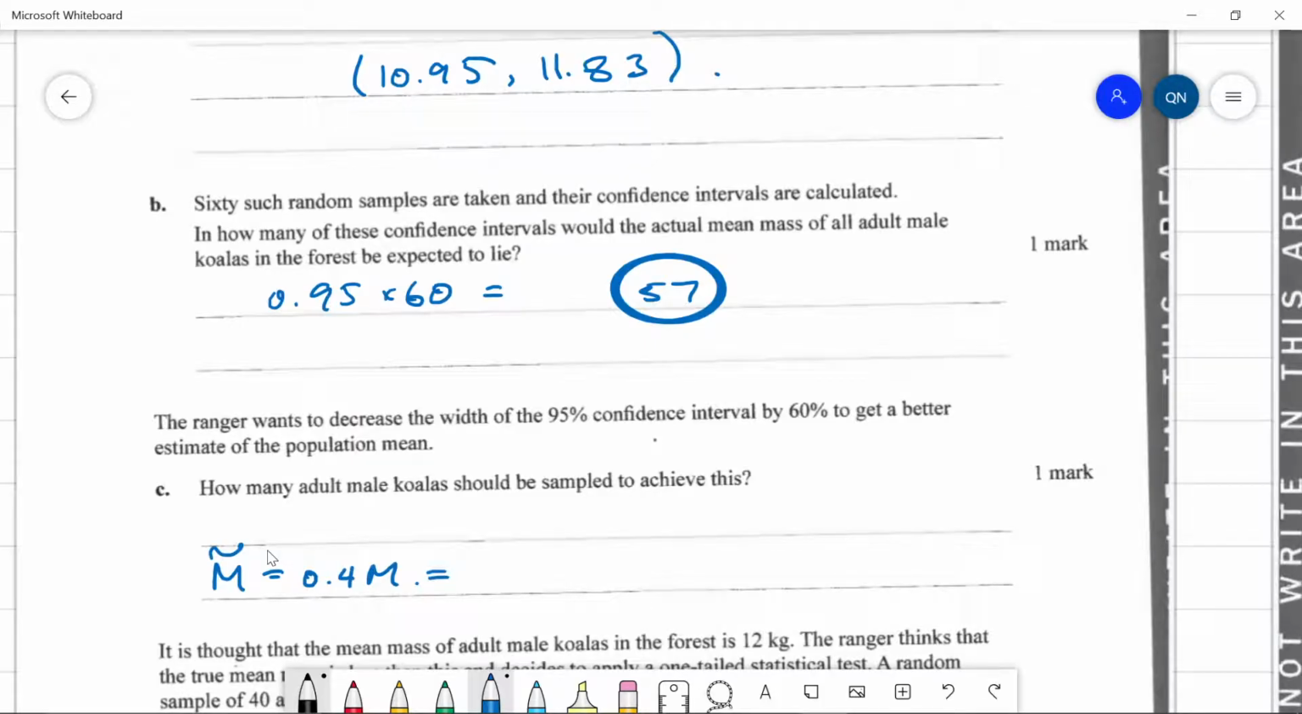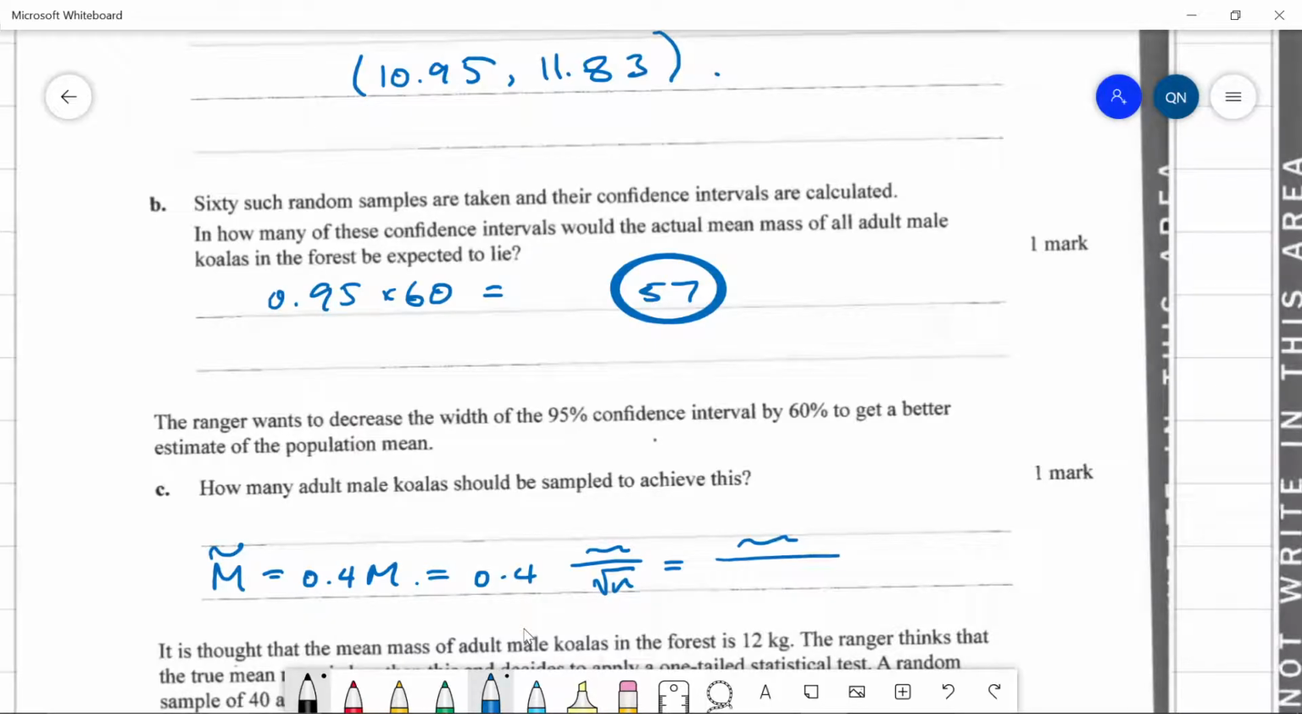If you decrease the width of the confidence interval by 60%, then the new margin of error should be 0.4 of the old margin of error. So let's write out the formula. It's something over the square root of n. That's something I don't care about. So let's try to put that 0.4 in somehow. So this is 0.4 times something over square root of n.